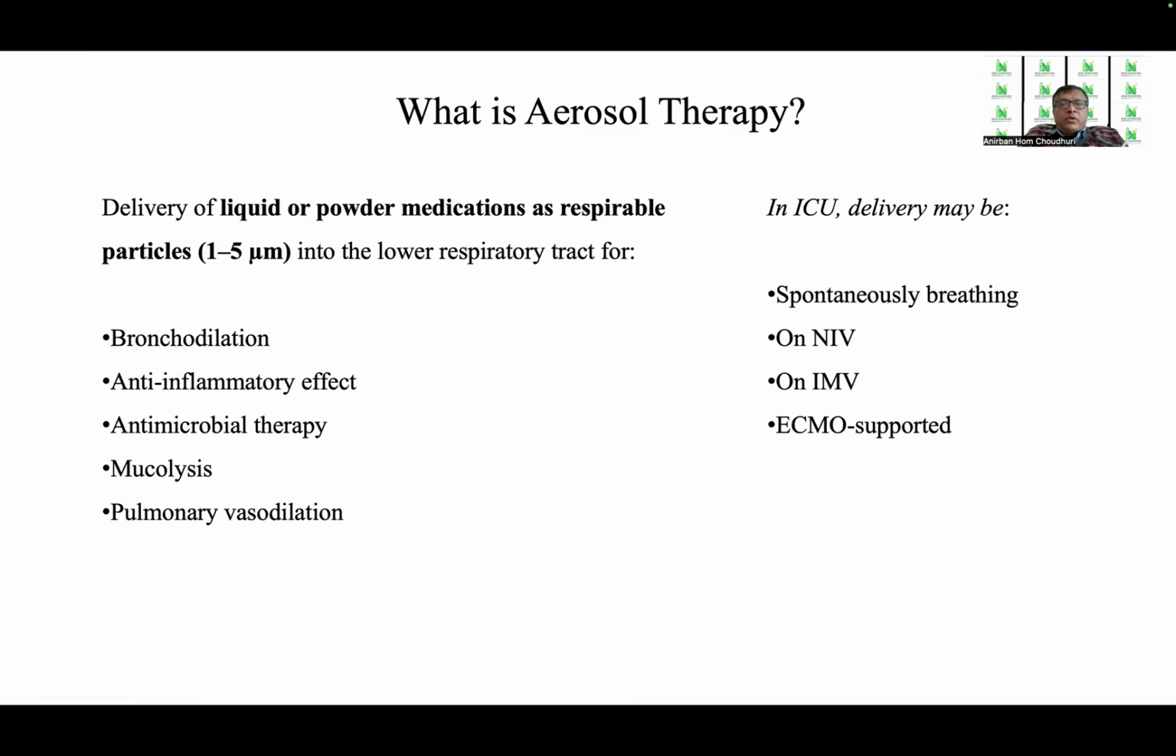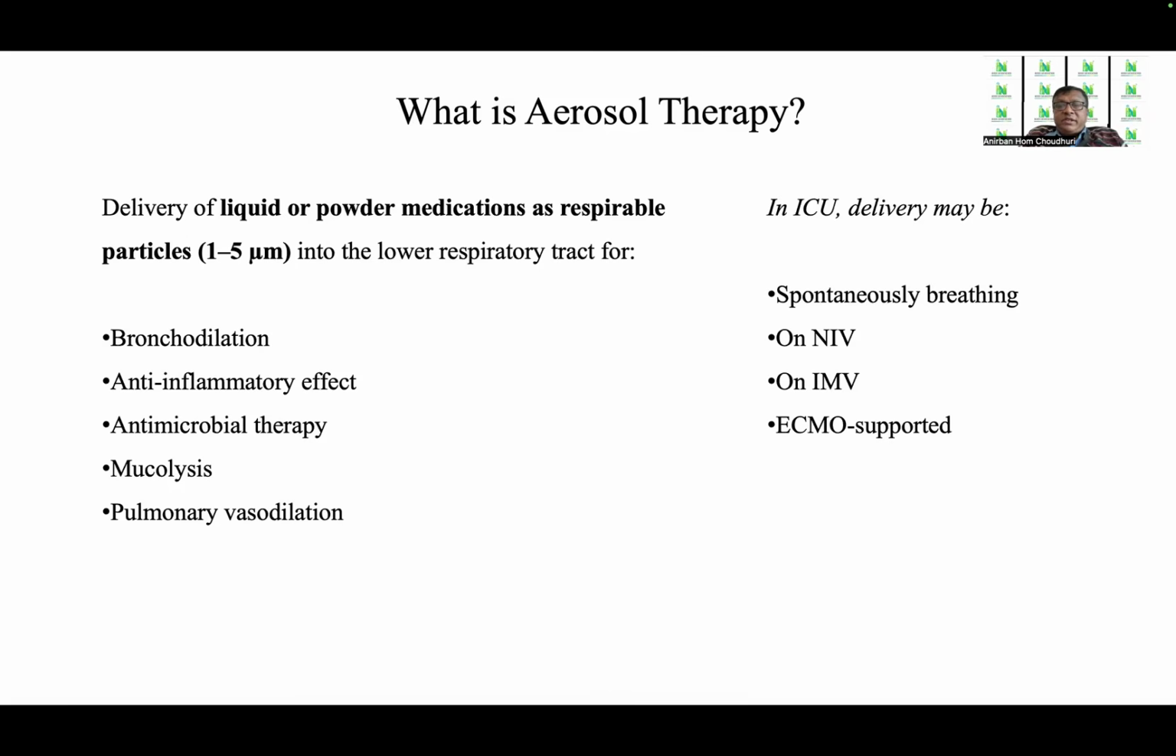Now, what is aerosol therapy? Whenever we deliver medicines or drugs, liquid or powder medications, in the form of respirable particles that are 1 to 5 microns in diameter into the lower respiratory tract, they are part of aerosol therapy. They are used primarily for bronchodilation, anti-inflammatory effect, antimicrobial therapy, mucolysis, and pulmonary vasodilation.